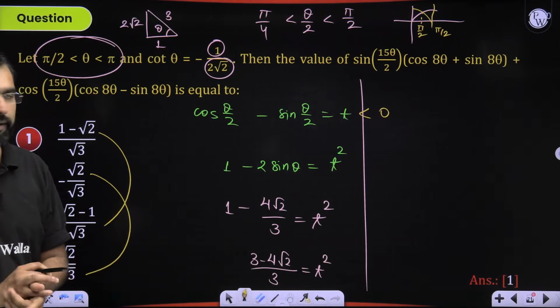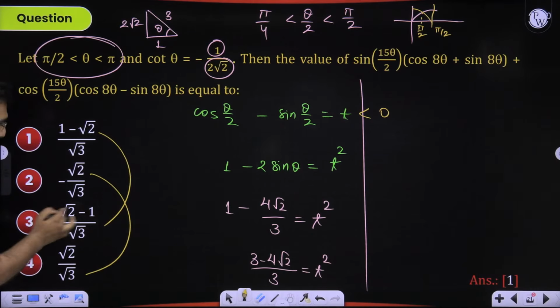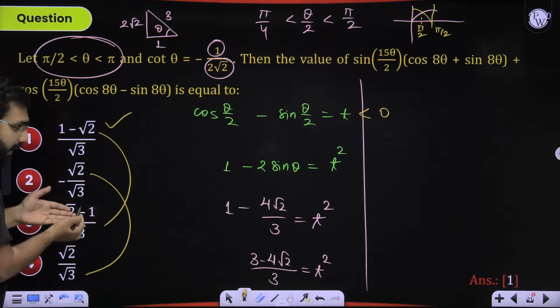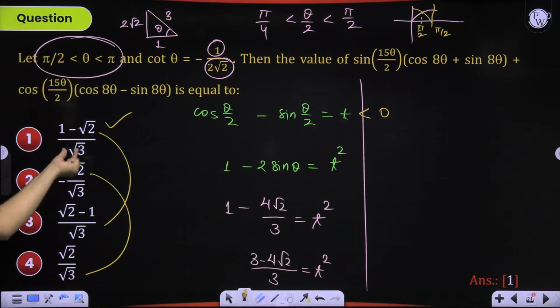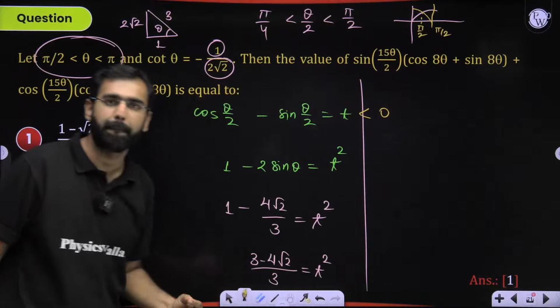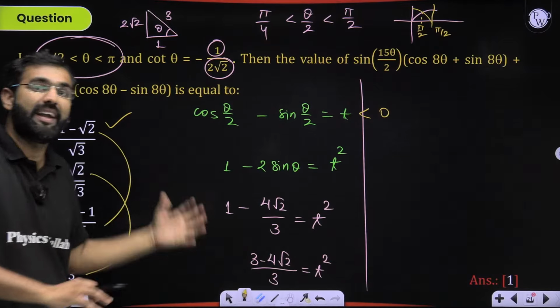Did you get my point? Again, root 2 minus 1 is positive, so I'll say 1 minus root 2. That's your answer, because root 2 by root 3 when squared does not give you this. So it will possibly be this, because root 3 squared will be 3. So I need not take the square root; I can go ahead with the options.